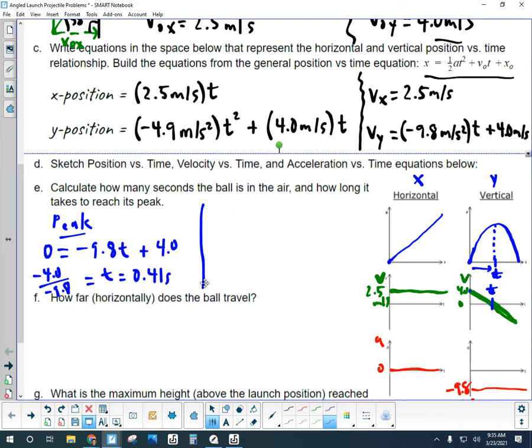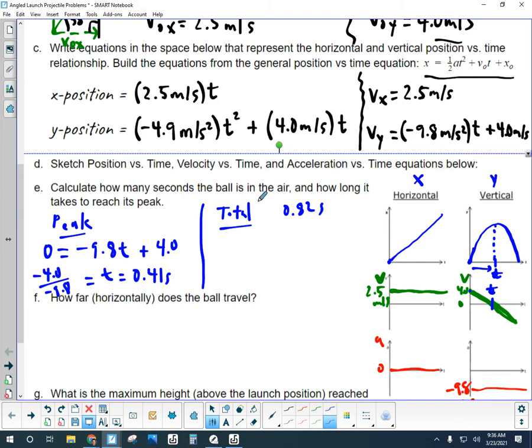All right. Now, if you had to guess, total flight time, there's some symmetry here. You might think, and you're correct, that if you just doubled the peak time, you would have the total flight time. That will be true when you launch and land at the same height. So it is okay to make the assumption that the total flight time would be 0.82 seconds, just doubling it.